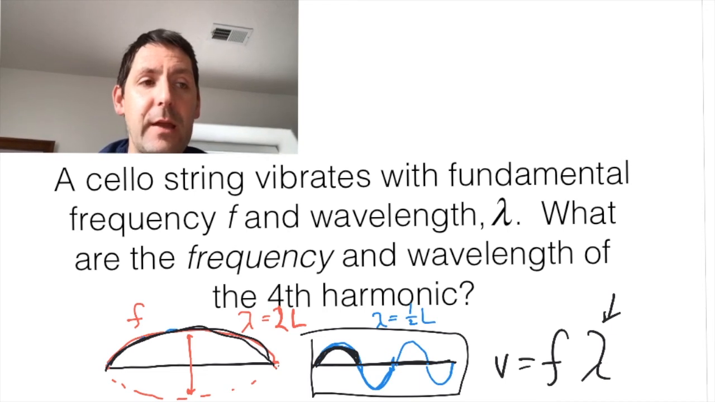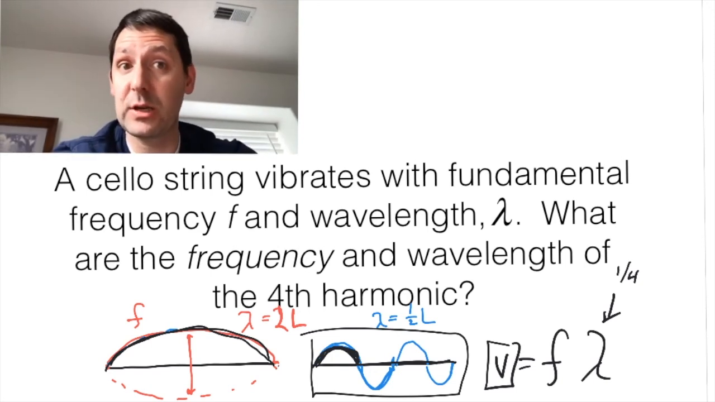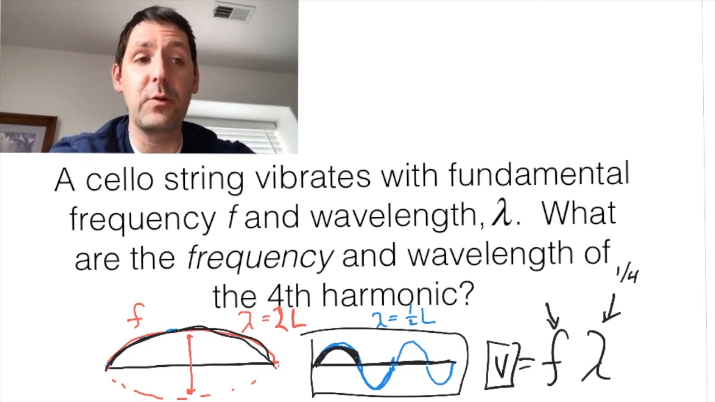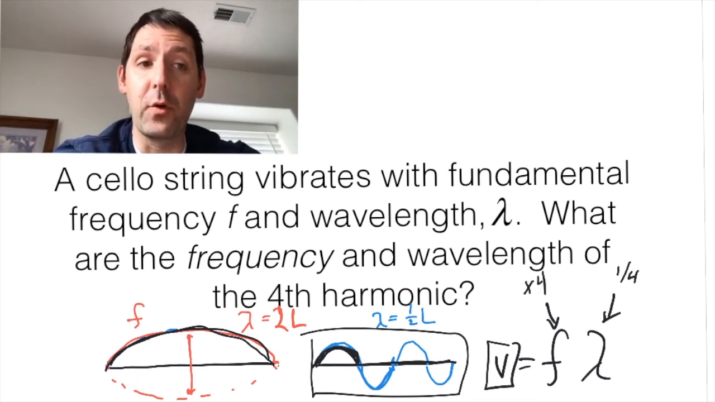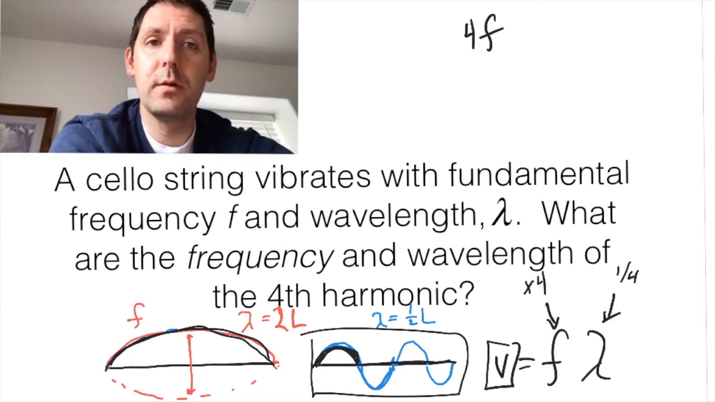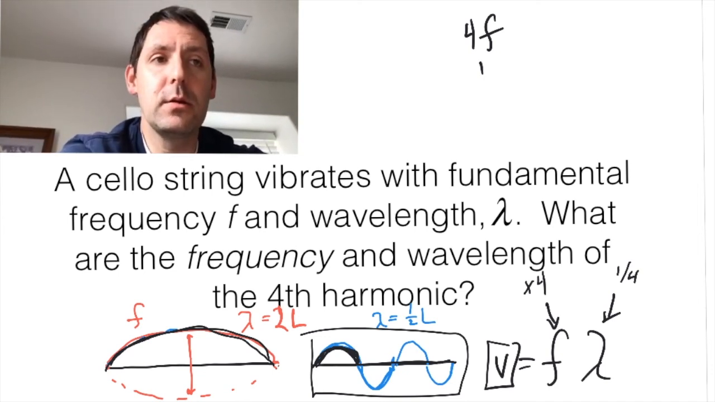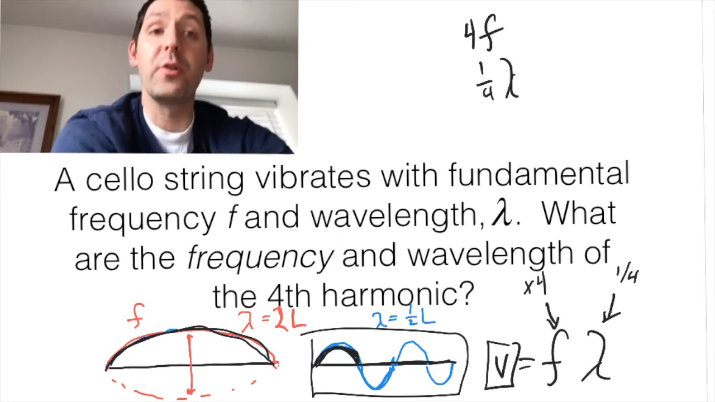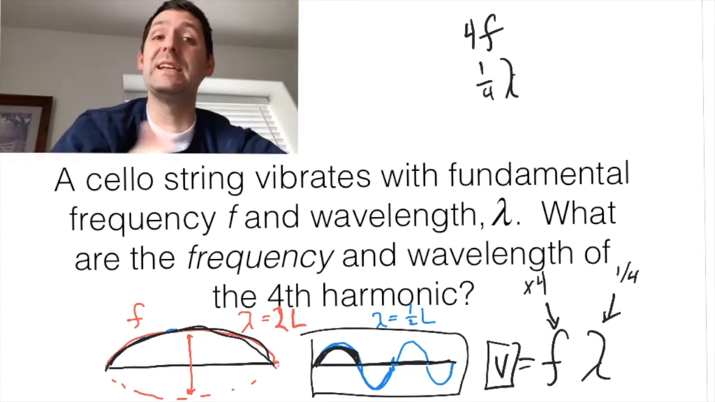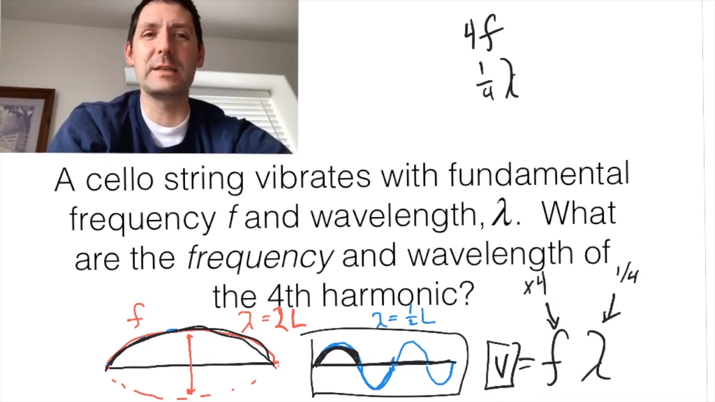So if the wavelength is 1/4 of what it used to be, in order for the speed of the wave on the string to stay the same, which it should, because the string's not changing itself, that means the frequency must be 4 times as big as it used to be. So therefore, the frequency is 4F, 4 times the original frequency, and the wavelength is a quarter of what it was before. Okay, and so those ideas kind of help us understand what's going on here in the big picture. All right, hopefully that's helpful. Later.